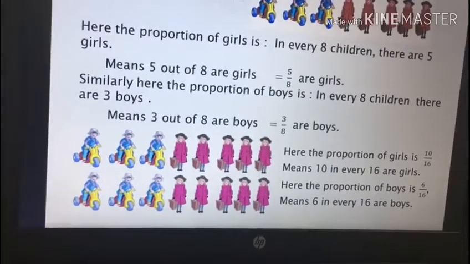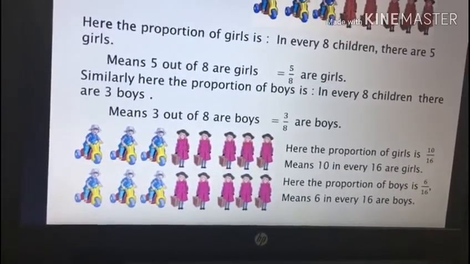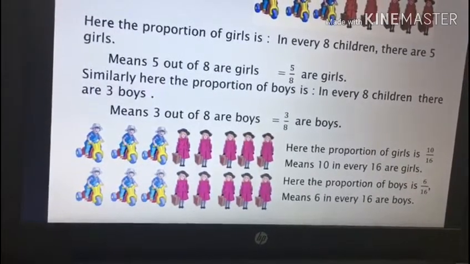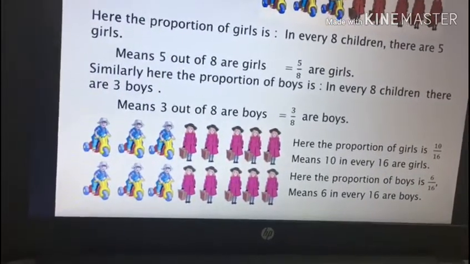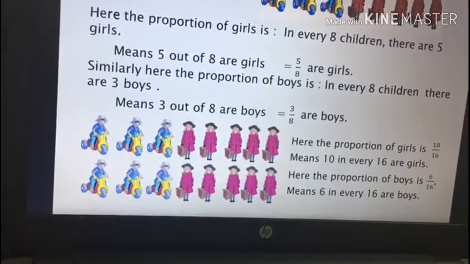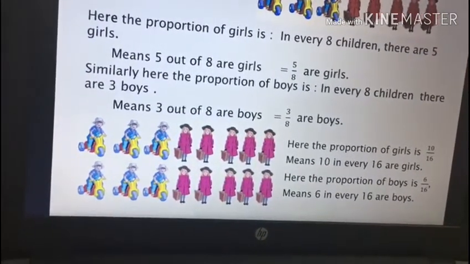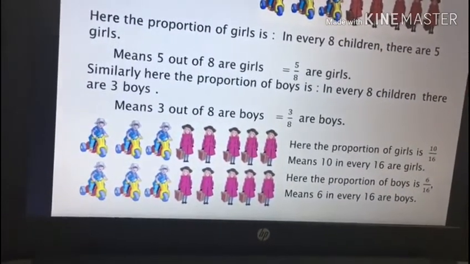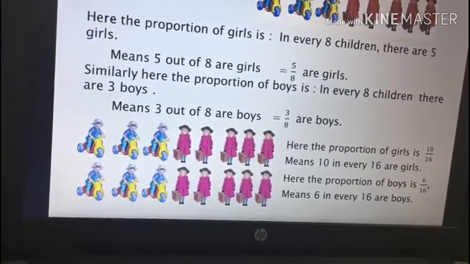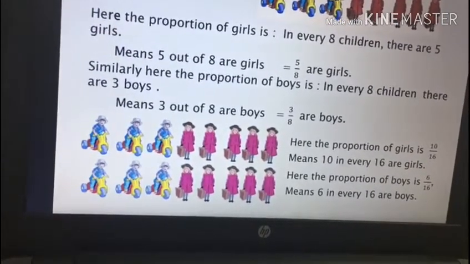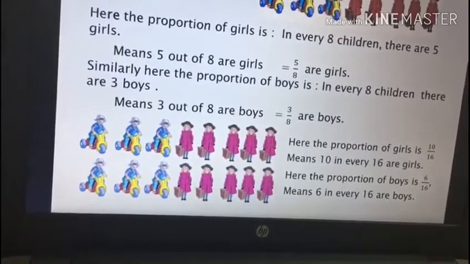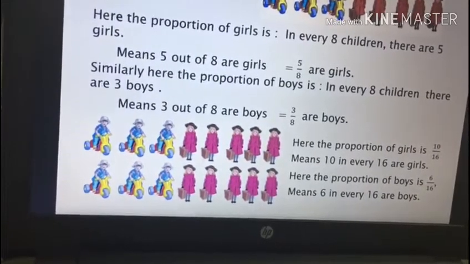So how will we write it as a fraction? 5/8 are girls. So proportion also we can write as a fraction, 5/8. Here is the proportion of girls. What we did: first we wrote the number of girls, then as the denominator we wrote the total number of children. So this is the proportion of girls.